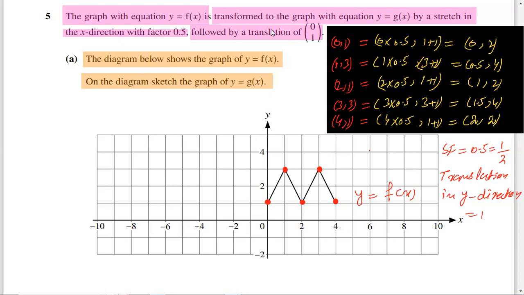So now we have 5 new points. Now allocate these new points. (0, 2) is here. (0.5, 4) is here. 1 is here, so (1, 2) is this point. (1.5, 4) is here. (2, 2) lies here. Now connect all the blue points.